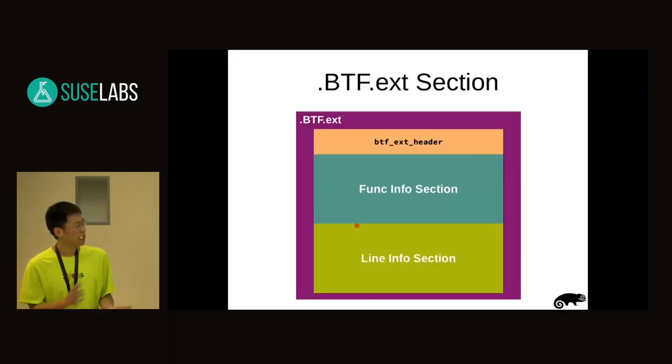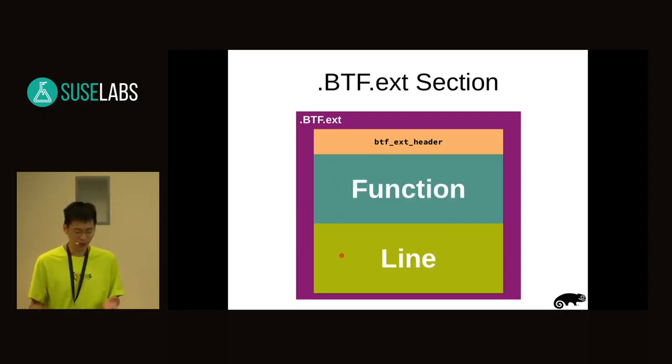Very similar to the previous BTF section, they all start with the BTF EXT header. This one is also very similar to the BTF header, and you see there are also two sections. First is the function info section, and the other one is the line info section. So what are they? It's very simple. As you can see, the first is for functions, and the other one is for the line.